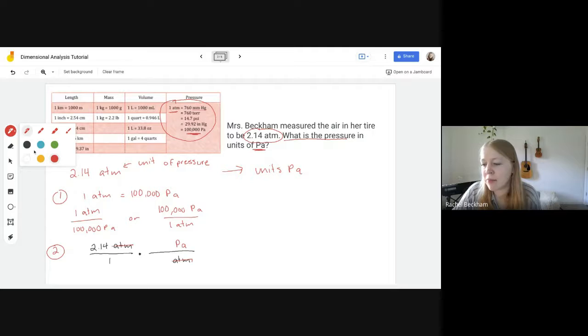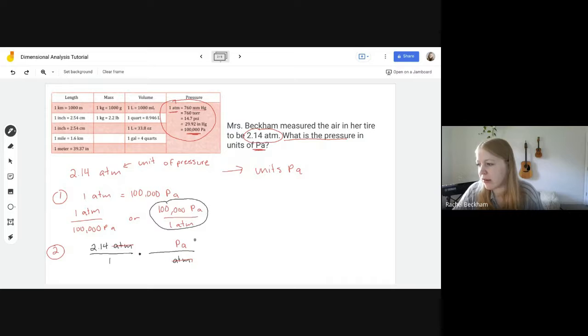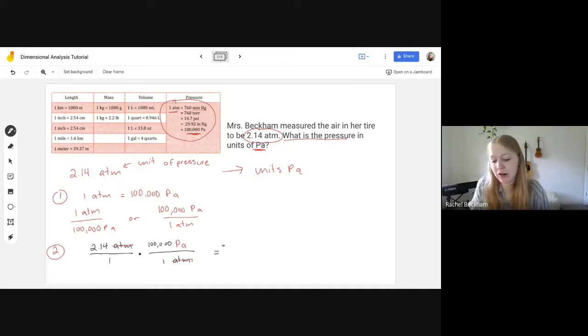And now I'm going to input the relationship. It looks like I should be using this one because do you see how the Pa is on top and the atm is on bottom, just like ours? So I'm going to use that second fraction because if I did this one, then the atmospheres will be on top, and that's not the way that mine is set up. So I'm going to put 100,000 on top and 1 on bottom. And now all we need to do is in our scientific calculator, you can go to Desmos, they have a great scientific calculator, but we're just going to do 2.14 times 100,000.